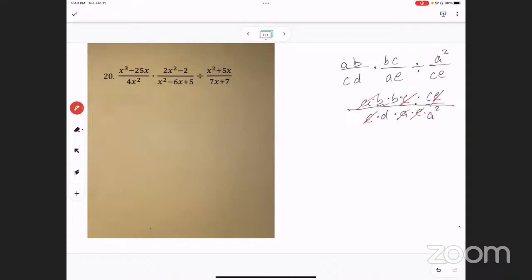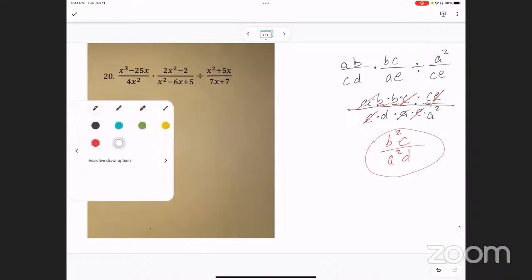So I'm left with a B times a B, which is B squared, a C on the top, and I've got an A squared on the bottom and a D on the bottom. So that would be my answer. Okay, so I'm showing you that because now we're going to do that same thing for this problem over here.